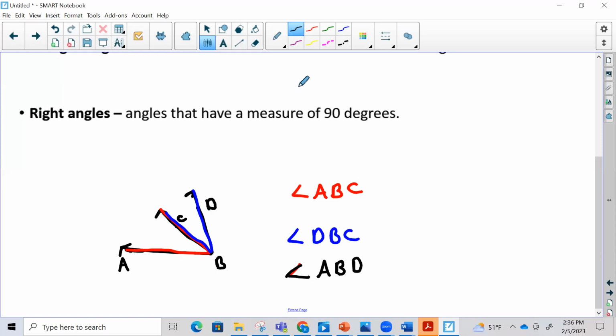Now again, all of these I could write the opposite way. So I could write this angle as CBA. It's the same thing. I'm just starting on this side of the angle instead of this one. Or I could write this one as CBD. Again, you need the angle symbol.